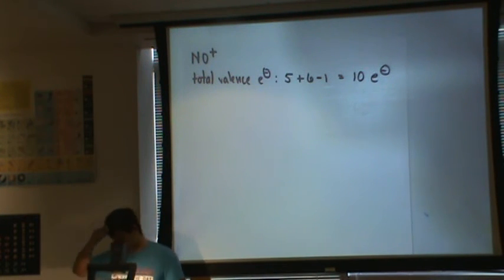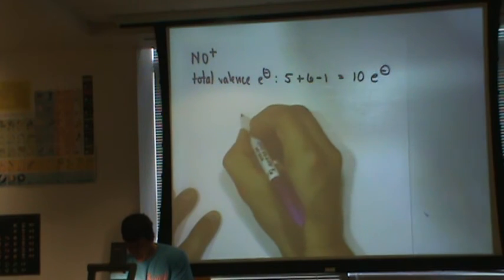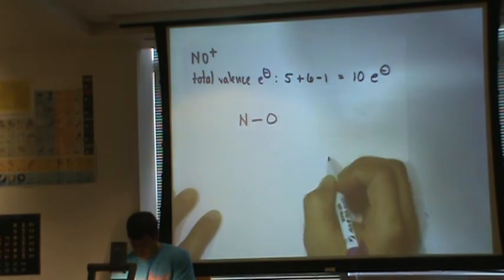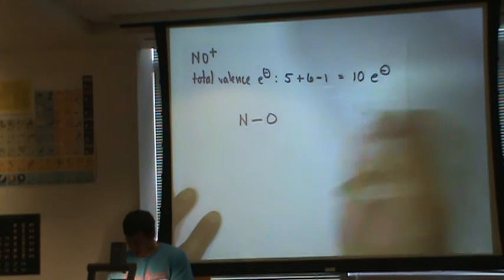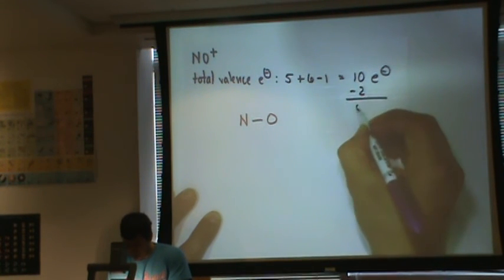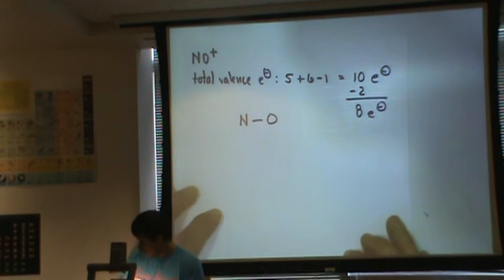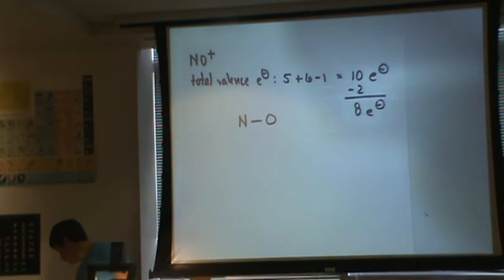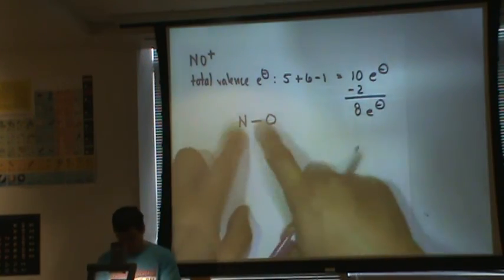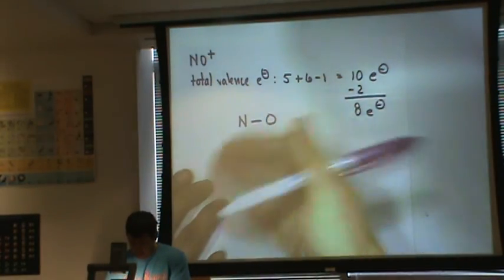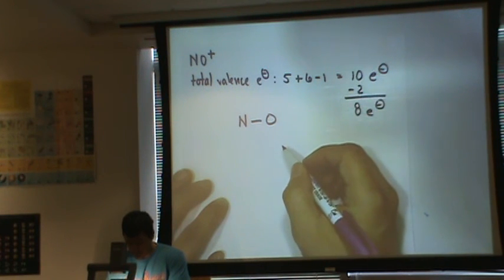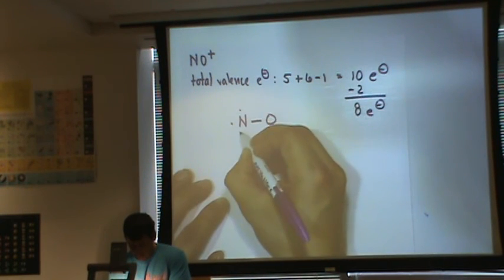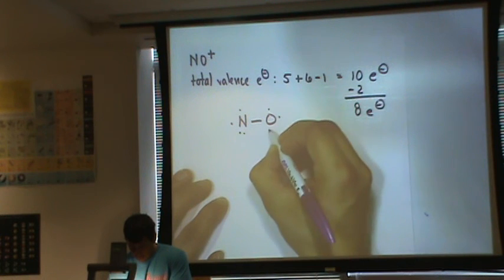So first thing, let's draw a bond between the nitrogen and the oxygen. So we've used up 2 electrons to make this bond. So now I have 8 electrons to play with. I'm going to evenly space out my 8 electrons between these 2 atoms. Again, it's going to look a lot like the dinitrogen molecule that I did in the very beginning. 1, 2, 3, 4. 1, 2, 3, 4.